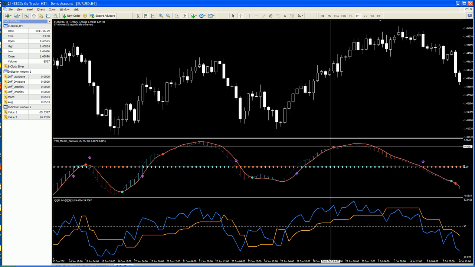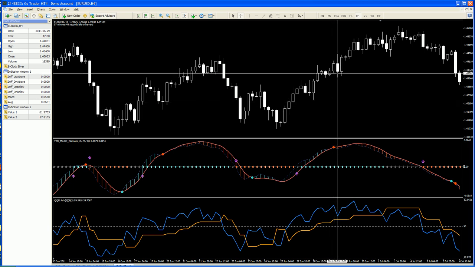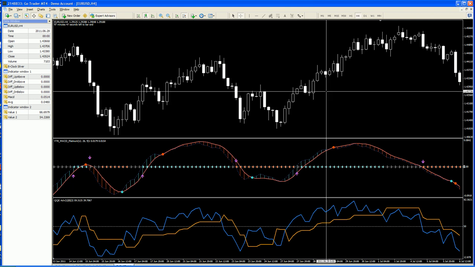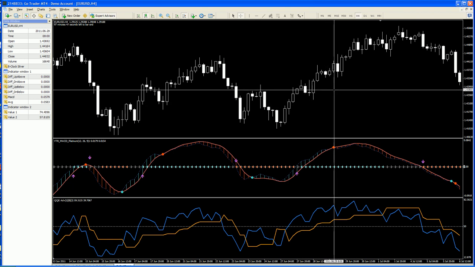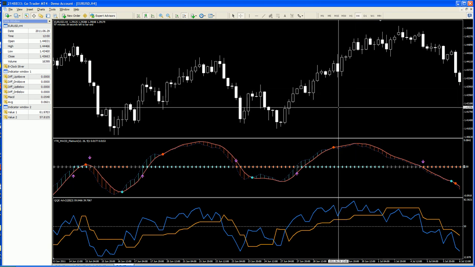So we get that red dot. That's where it'd be nice if I could close, say, half my position and move a stop to break even or trail it behind 50 points or something like that. That's something I'm not sure how viable it is.